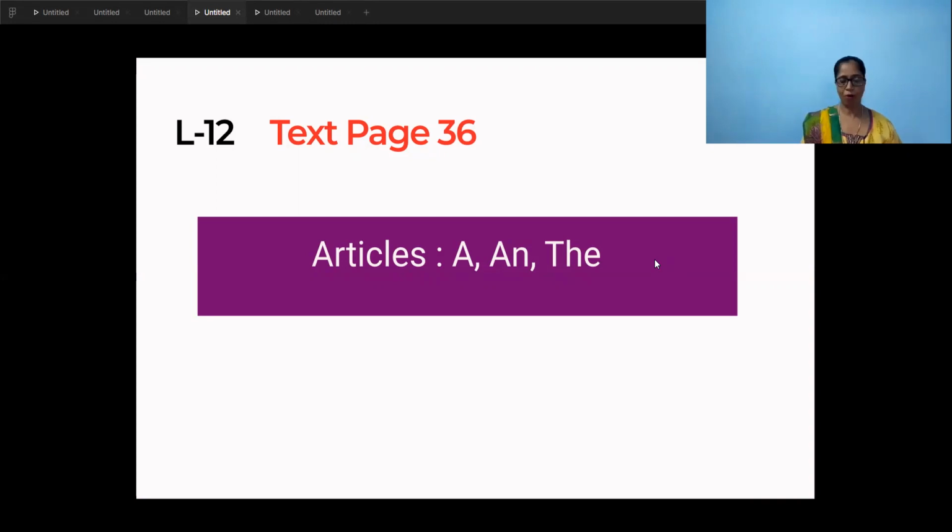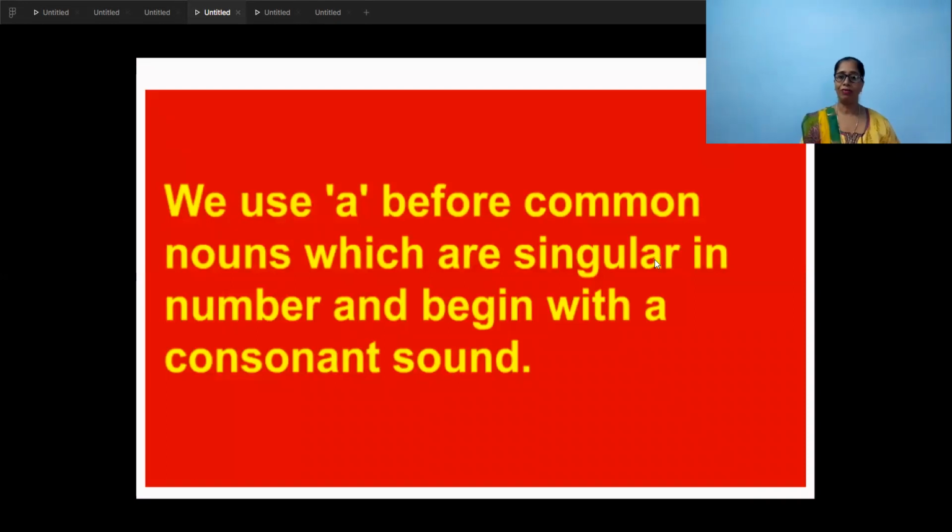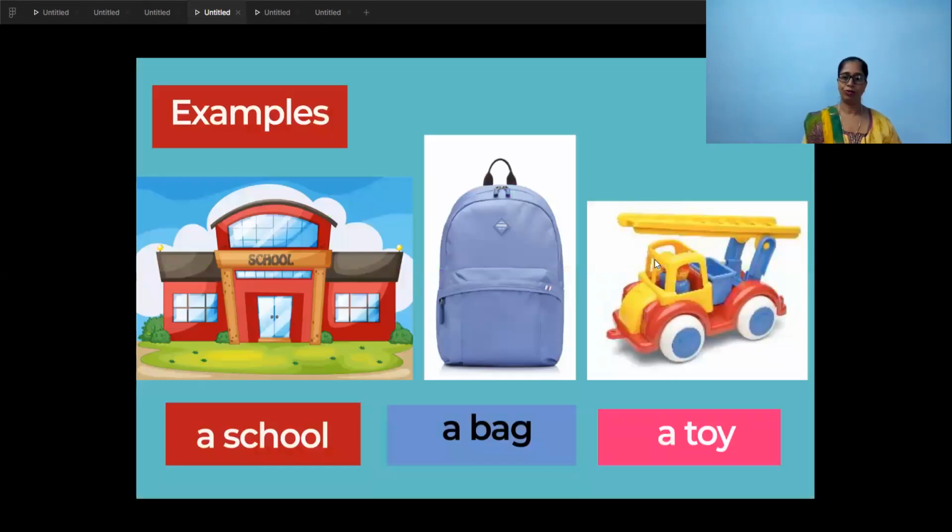A quick recap of what we learned in the previous video. We have learned the use of a and an articles. So when should we use a? We use a before common nouns which are singular in number and begin with a consonant sound. Those examples were a school, s, consonant sound. A bag, b, consonant sound, and it is singular in number. A toy, t, consonant sound, and it is singular in number.